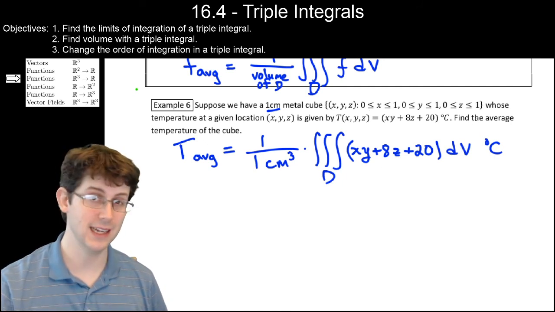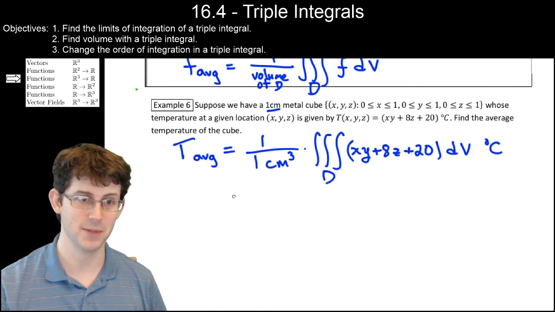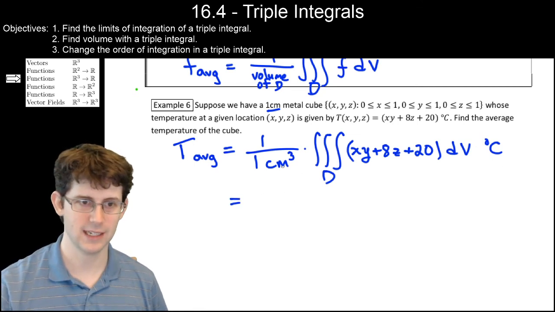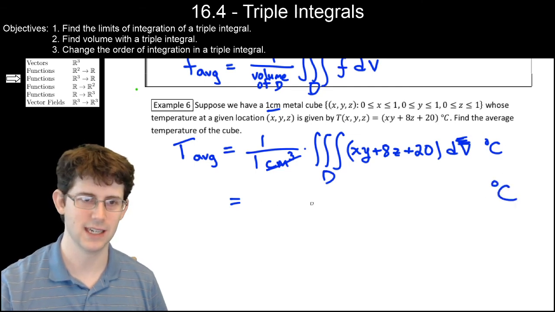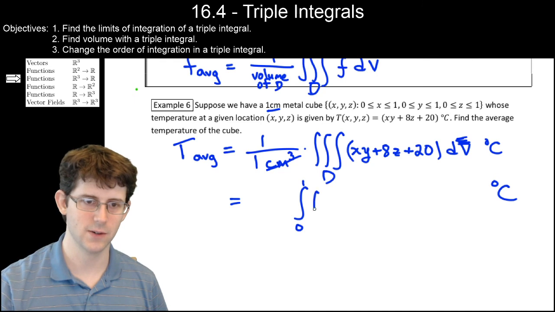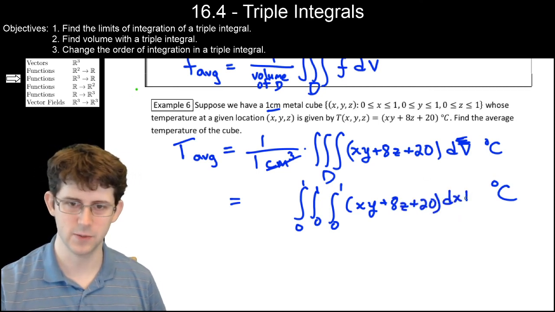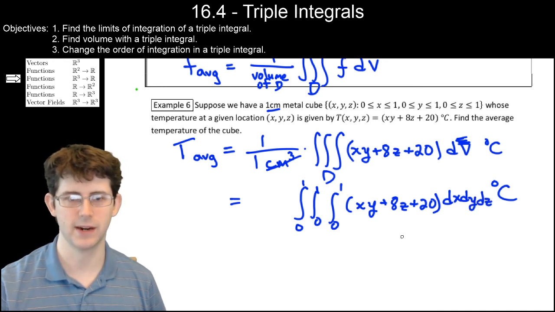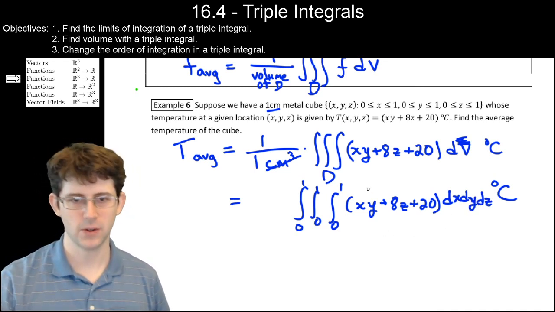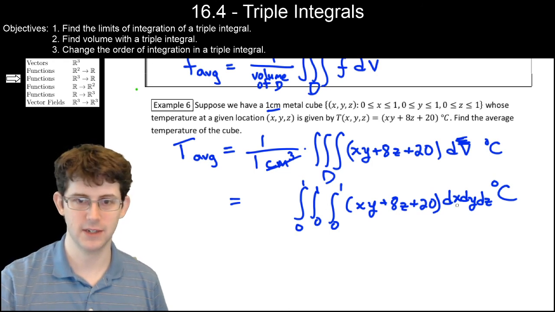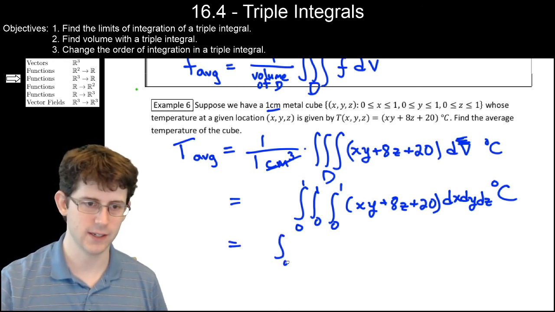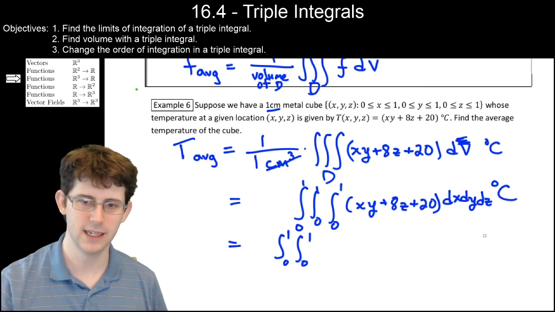But a cube is really nice, because the bounds are all numbers. So let's cancel the centimeters cubed from these centimeters cubed, and then our final answer will just be in degrees Celsius. The bounds are 0 to 1, 0 to 1, and 0 to 1. And you can do any order here because cubes are really nice. So I'll just do dx, dy, dz, because whatever. Okay, so we'll do the inner integral first, the integral dx. The outer integrals are just going to sit here and wait for us patiently.